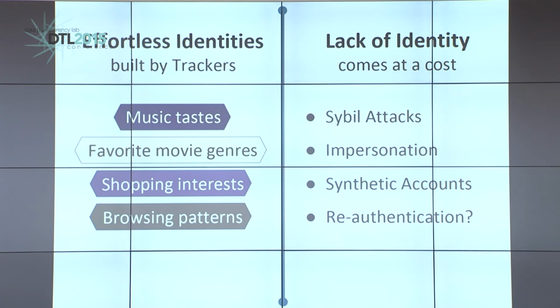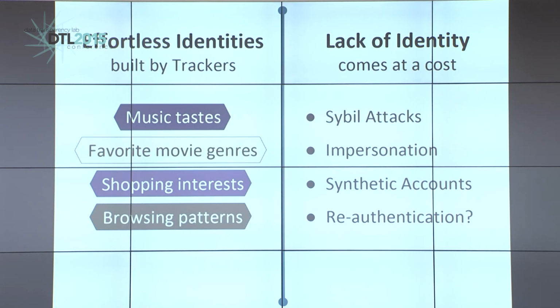So they already know my shopping interests. It's effortless on my part. I don't have to go out of my way to tell them. But meanwhile, while trackers have identities for us, such as the examples that I've listed there, everyone else that isn't forming identities, instead of having identities, they have problems.